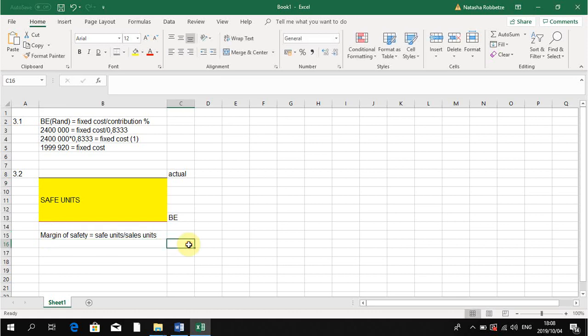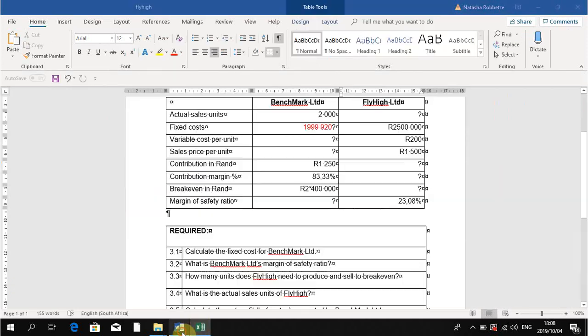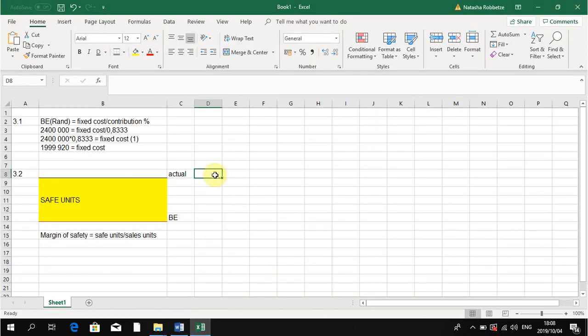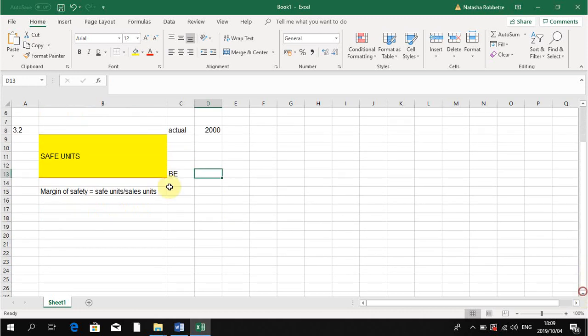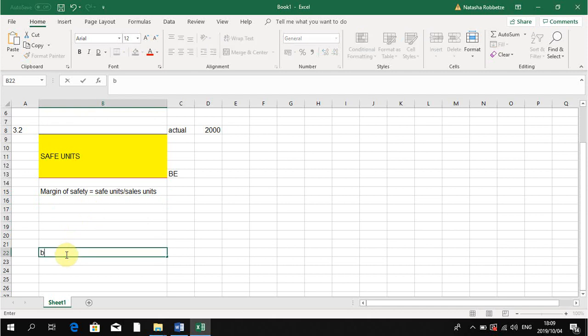So if I look at this question, the actual units have been given to us, and they tell us in the question that that is 2,000 units. What we do not have is the break-even unit. So we need to go and do a calculation first for break-even. So I'm going to skip a few lines because I need to fill out my margin of safety, but I first need my break-even units. So for break-even in units, we take the fixed cost and we divide it by the contribution in rand.